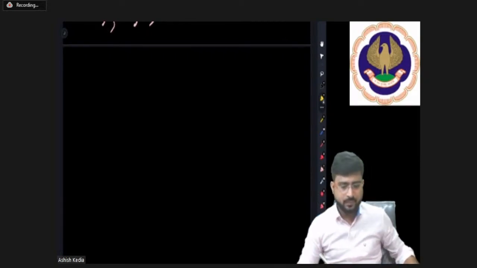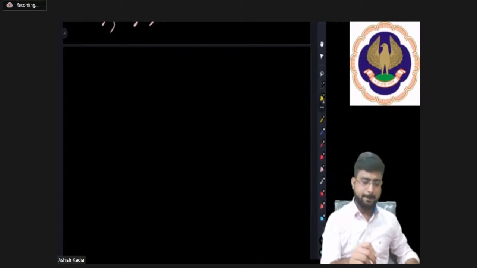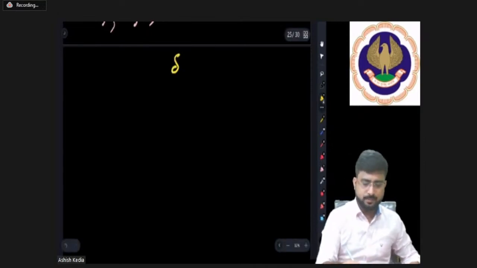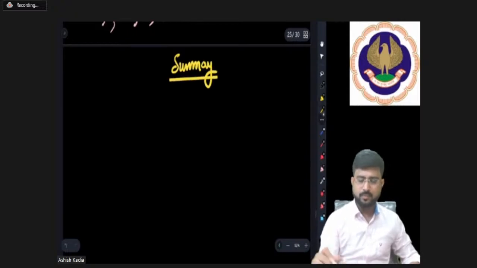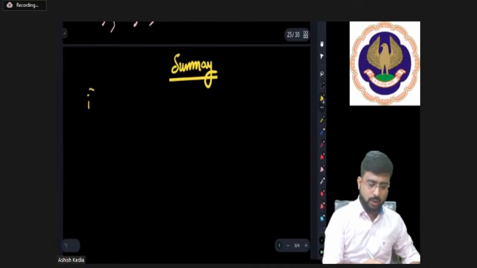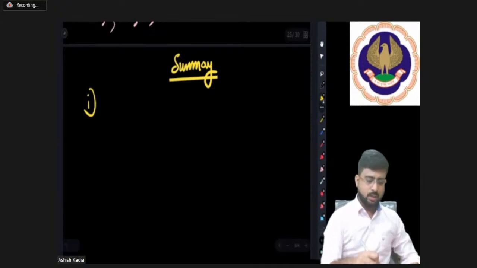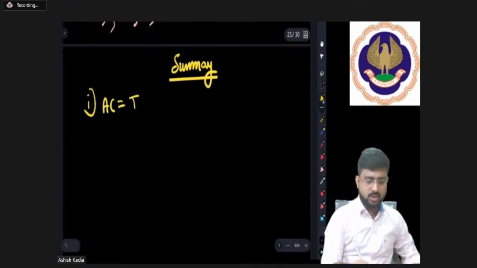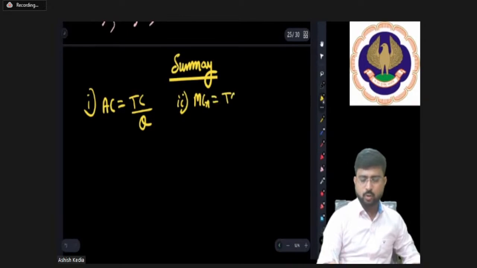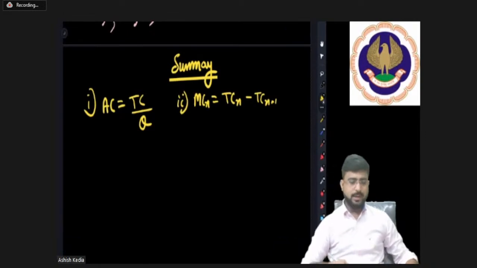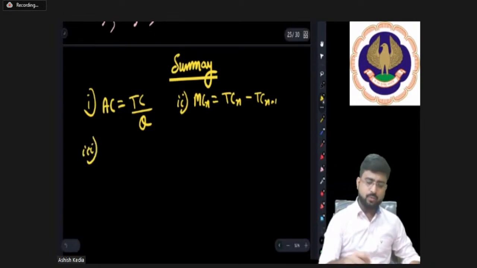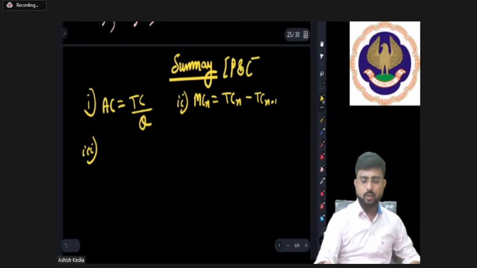So see, pay attention, everyone. Summary. Number one, some important formulas you'll get here. First of all, average cost is total cost by quantity. Number two, marginal cost at any level is total cost of n units minus total cost of n minus 1 units. This is for both production and cost summary.